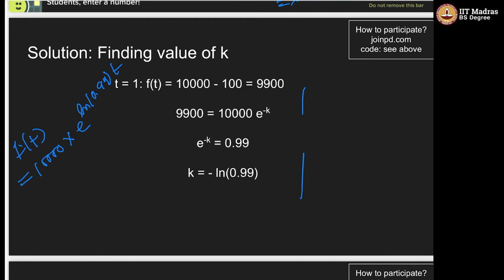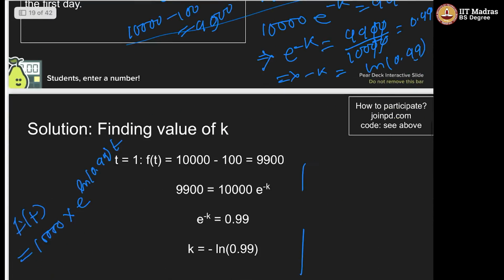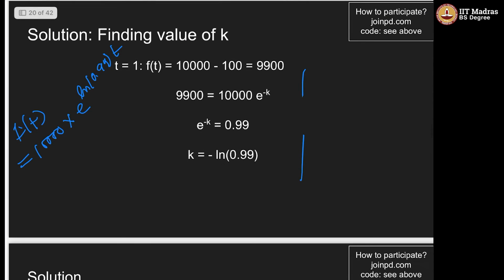Now what is the question? After how many days would half of the population have heard about the rumor? Half of the population means 5,000, right? So we have to find the value of t such that f(t) equals 5,000. That means 5,000 equals 10,000 times e^(ln 0.99 times t).